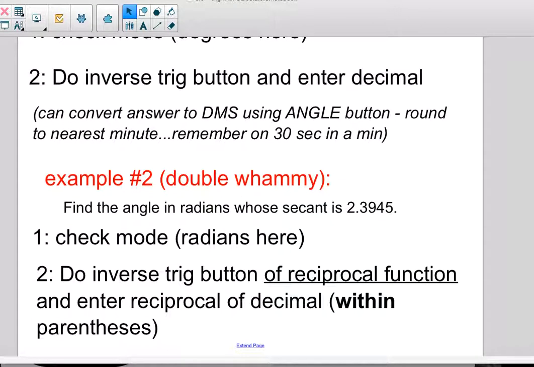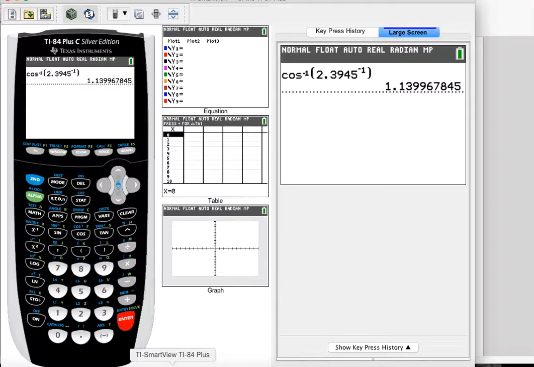So we kind of call that a double whammy, because you had two -1s in your thing. Obviously, they mean totally different things. This one means secant. This one means finding the angle. This one means inverse. This one means reciprocal. They mean very different things, but it's the same symbol.